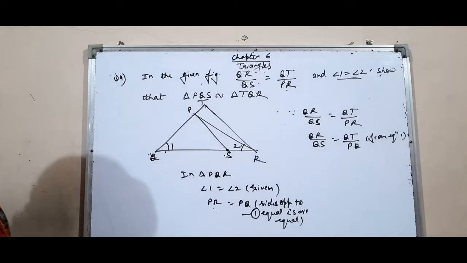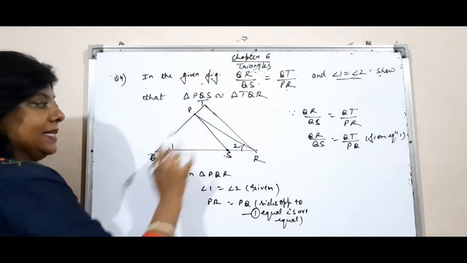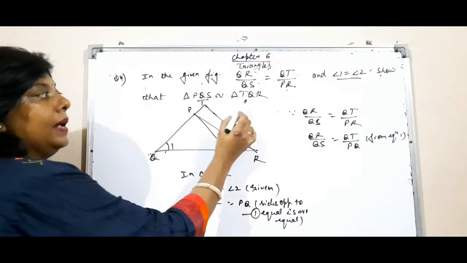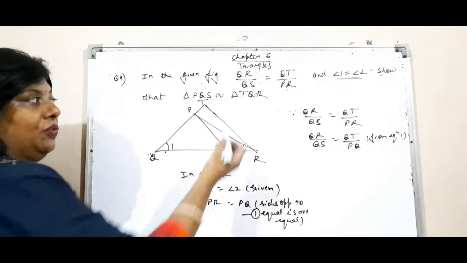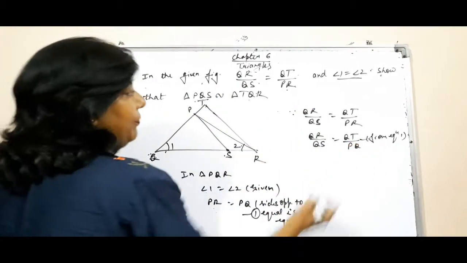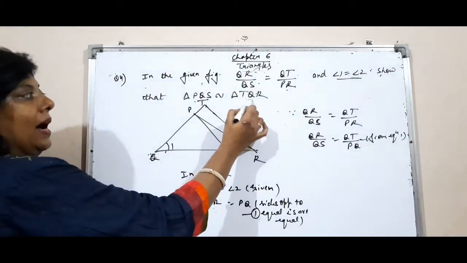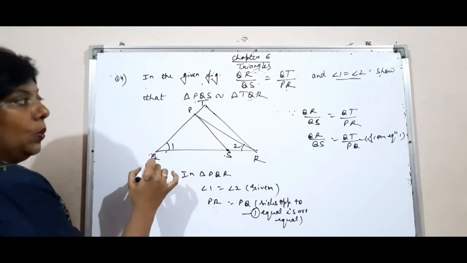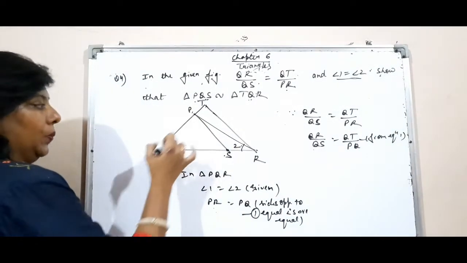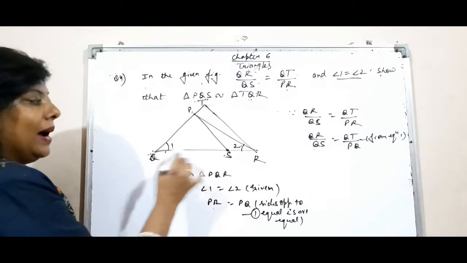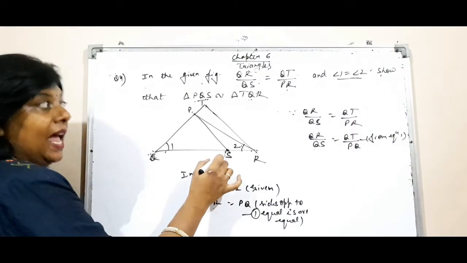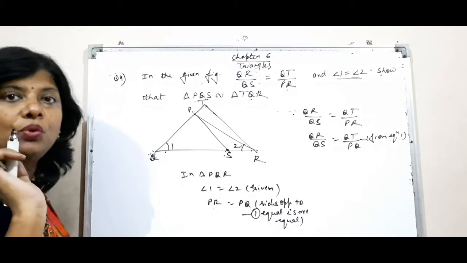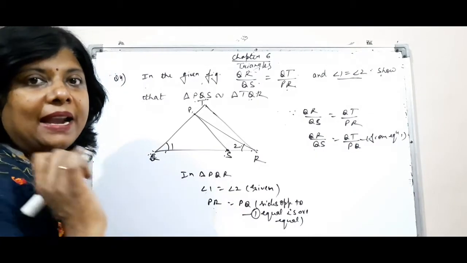Now if we want to prove triangle PQS is similar to triangle TQR, it means I want PQ upon TQ, or we can write TQ upon PQ, and QR upon QS. This is given to you. TQ upon PQ, QR upon QS. And moreover, angle Q is common. So therefore, you can apply SAS similarity in it.